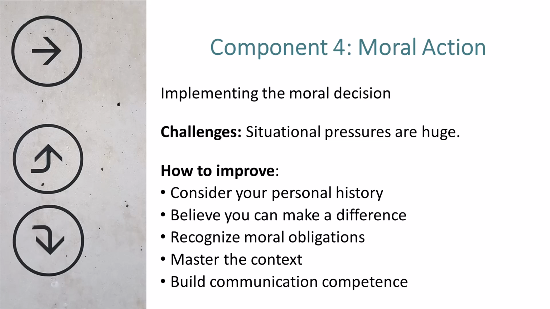One, think about your personal history. How have you handled obstacles like this in the past? How can you do things differently? Two, believe you can make a difference. Three, recognize your moral obligations, maybe to the organization, coworkers, followers, professional codes of ethics, etc. Four, master the context so you can respond effectively when needed. This involves knowing what the company policies are, key decision makers, etc. Five, build your communication competence so you can implement your chosen action. You must be competent to implement choices.